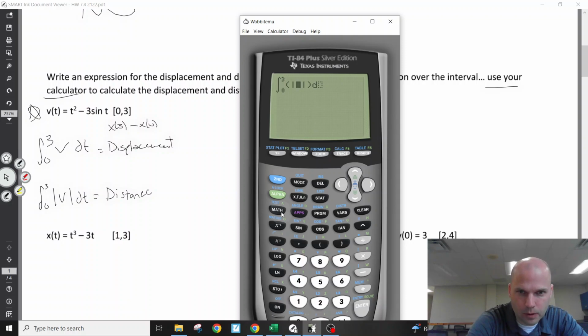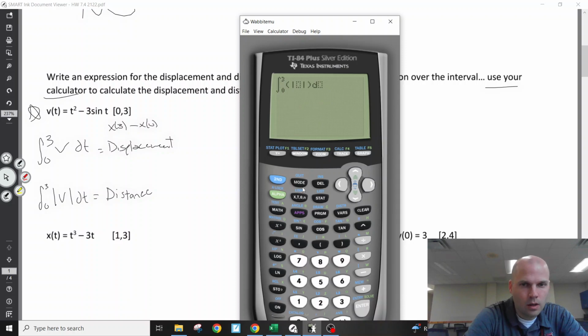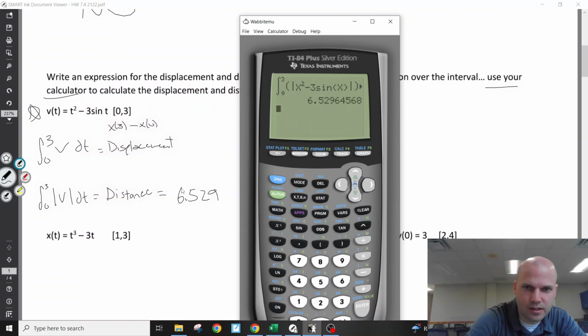So go over math, over to num abs. This will be the distance, t squared minus 3 sine t, 0 to 3. Notice how your calculator works hard to get that answer. It's because it's doing a lot of calculations in the background.